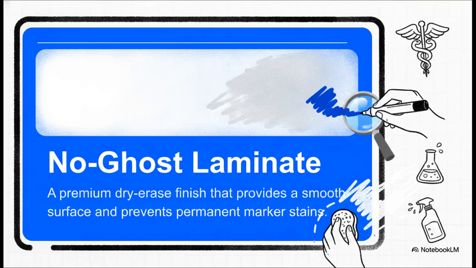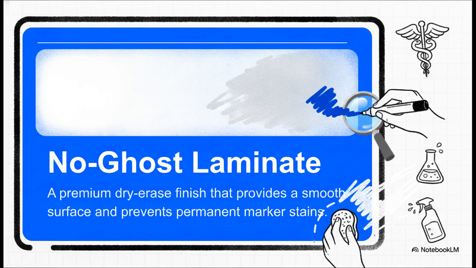The secret to this incredible durability is a technology called no-ghost laminate. By definition, this is a premium dry erase finish that allows for perfectly smooth writing and incredibly easy cleaning. I mean, we've all dealt with those terrible old whiteboards where yesterday's shift notes are permanently smudged into a gray blur, right? That's called ghosting, and it makes reading critical updates practically impossible. Well, this premium laminate prevents that entirely.